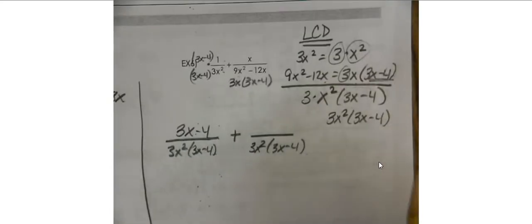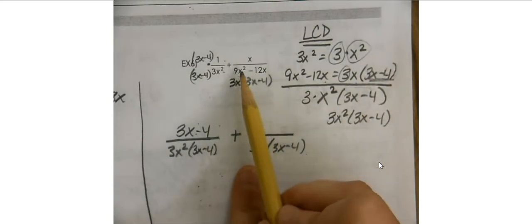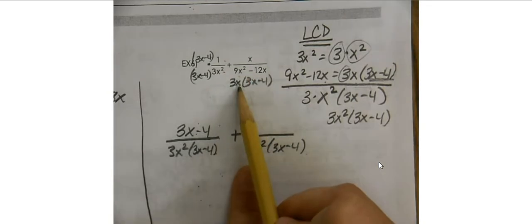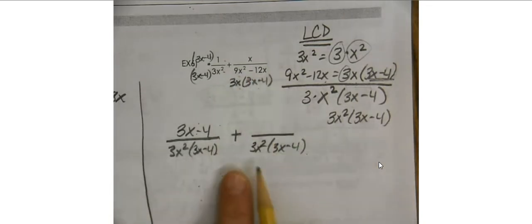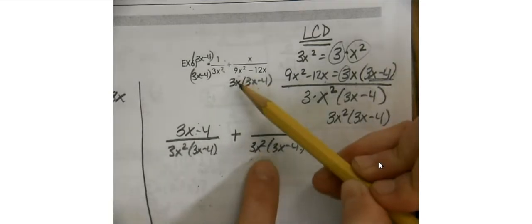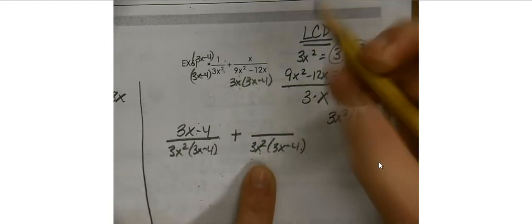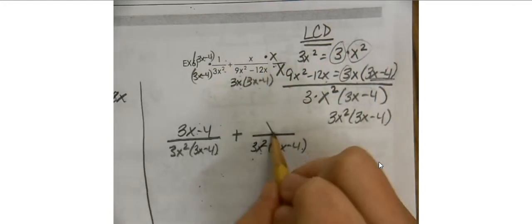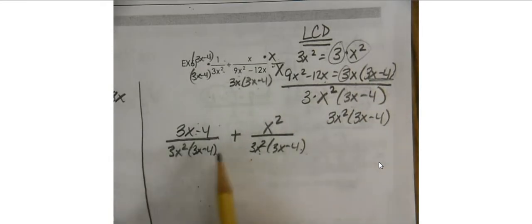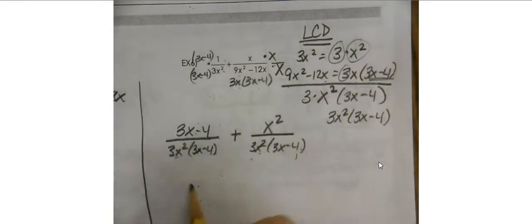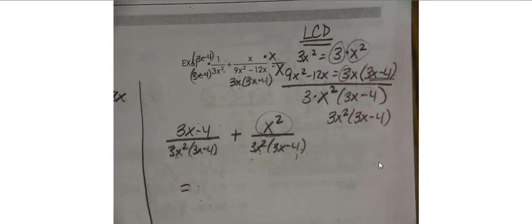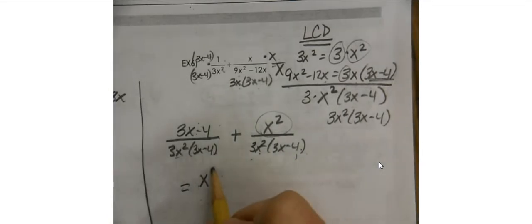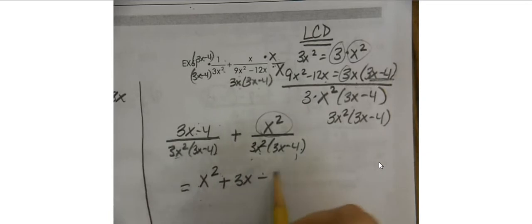Now I'm going to ask myself, what do I need to multiply 3x times 3x minus 4 by to turn it into 3x squared times 3x minus 4? It looks like the only difference is the x turns into an x squared. So that just means I'm going to multiply the top and the bottom by x. So I'm going to multiply by x over x. And x times x is x squared. So now that I have a common denominator, I'm going to combine my numerators. I notice that I have an x squared here, so I'm going to make that my leading term. So I have x squared plus 3x minus 4.